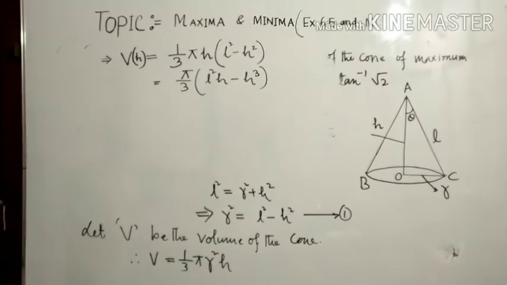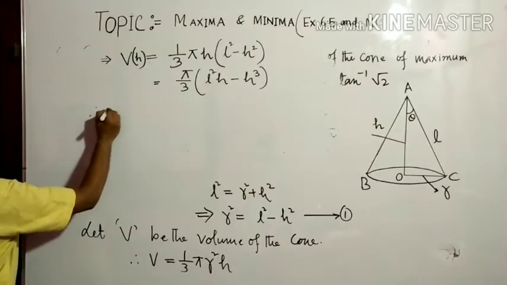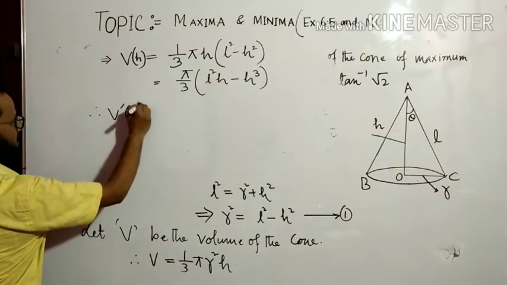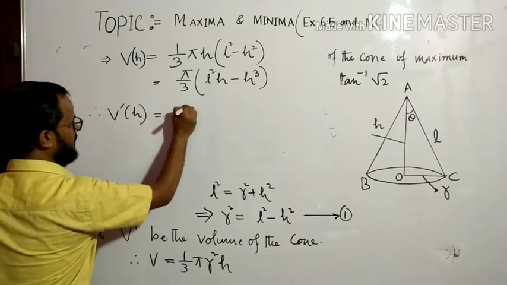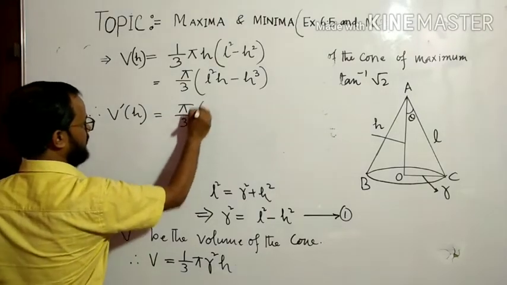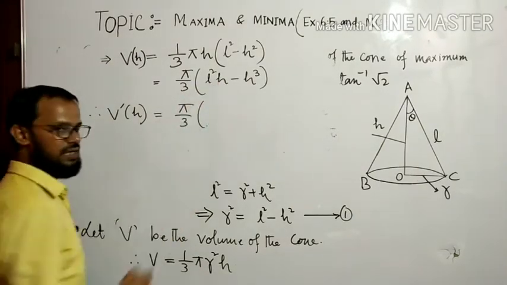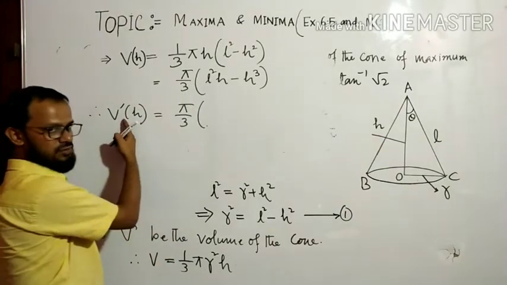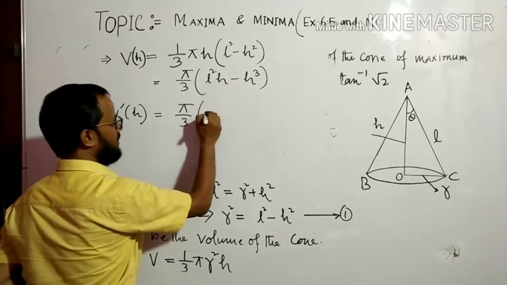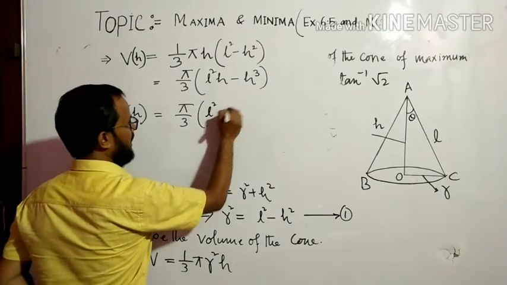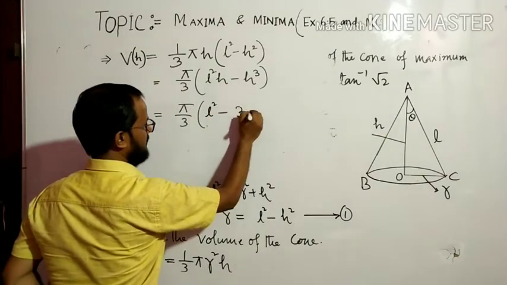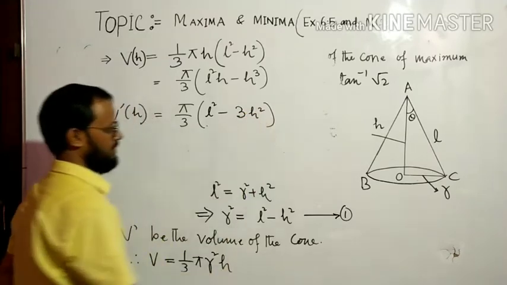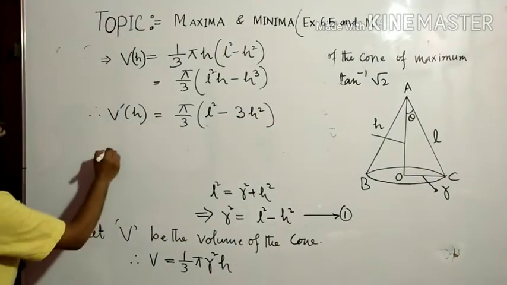Okay, now find the first order derivative, V dash h, pi by 3 into L square, which is a constant. What is the derivative of h? Derivative of h is equal to what, 1. I am deriving with respect to h, d dh of h is 1. Ultimately, what will it be, L square minus 3h square. Find the second order derivative.